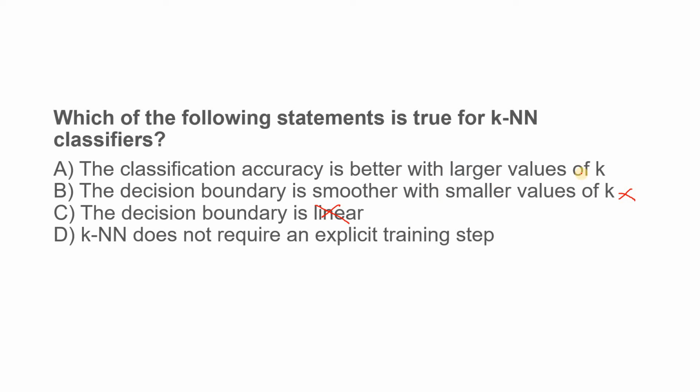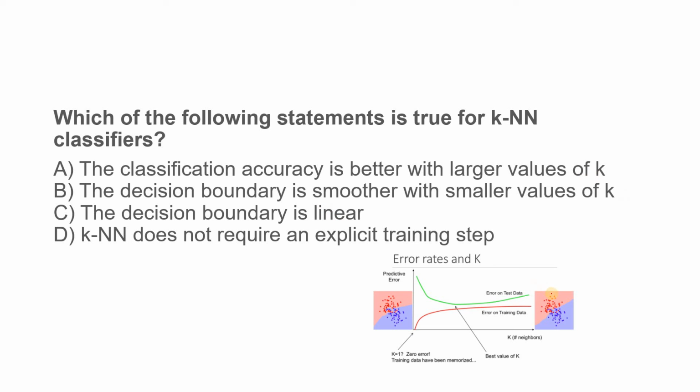The classification accuracy is better with a large value of k. If you just recall the graph, if you keep on increasing the k value, after a certain point of k value, test data error also increases, training data error obviously increases. So it is also not correct that for a large value of k the classification accuracy is going to be better. So no doubt the correct answer is D. KNN does not require any explicit training step, and we know that in training it does not do anything. The whole computation is based on test data. So option D is the correct one, right?